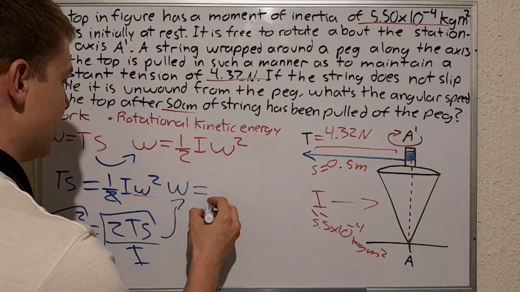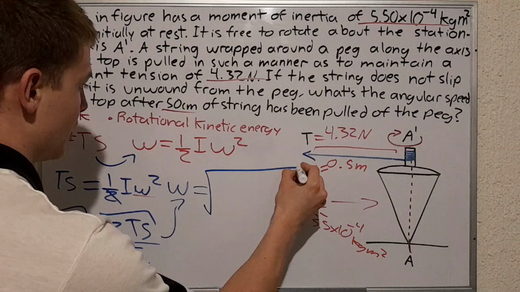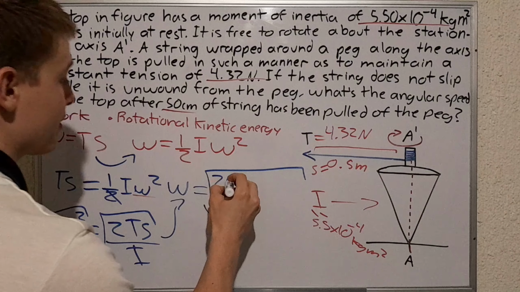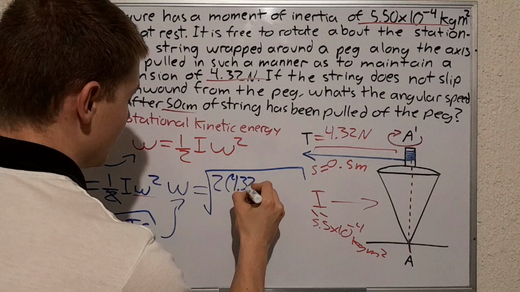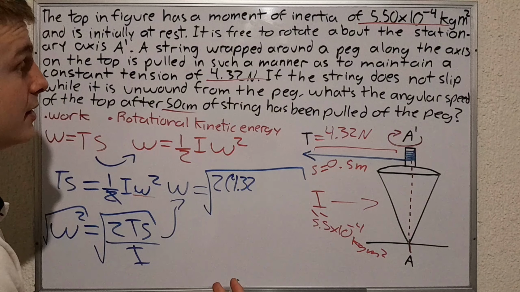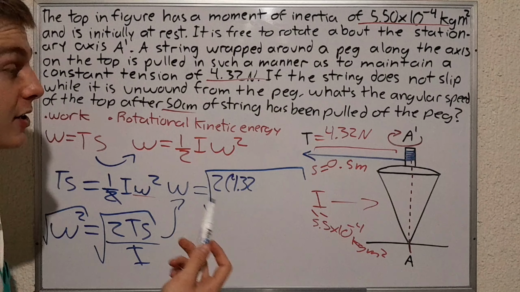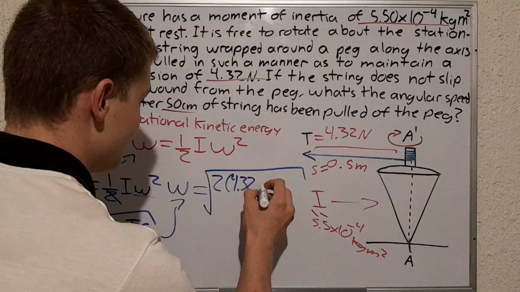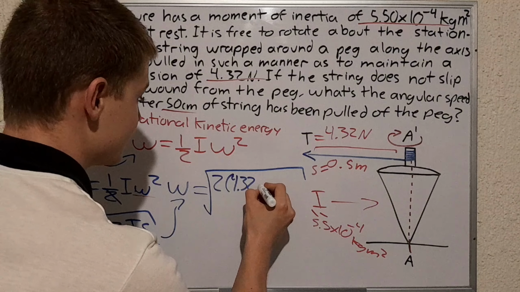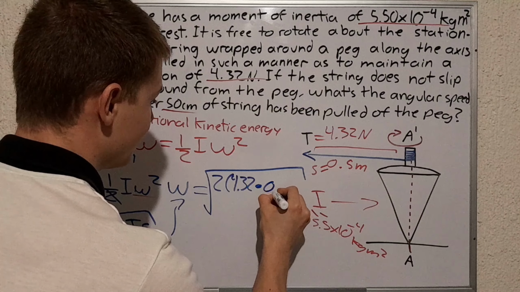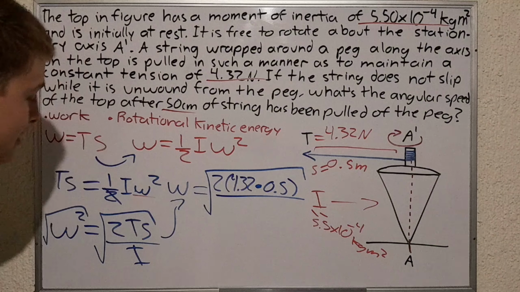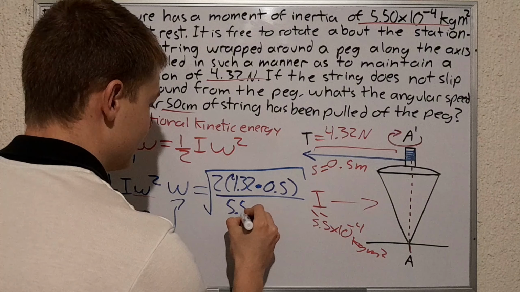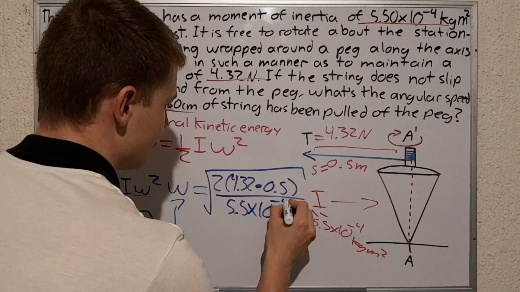For that, I'm going to write the square root of 2 times the tension, which is 4.32. I'm going to skip units because the common angular speed unit will be rad per second, so don't worry about it. Now this times distance, which is 0.5, and we divide this by the moment of inertia, which is 5.5 times 10 to the negative 4.